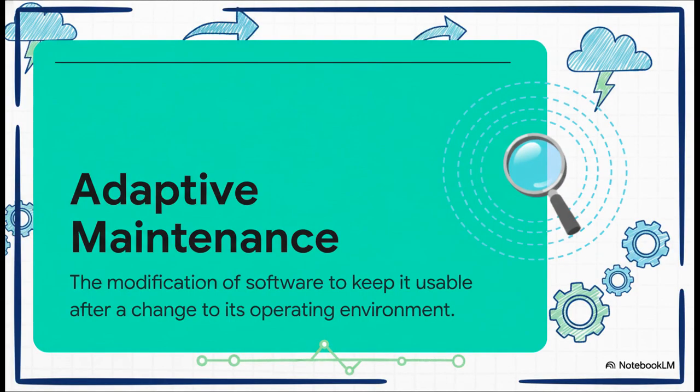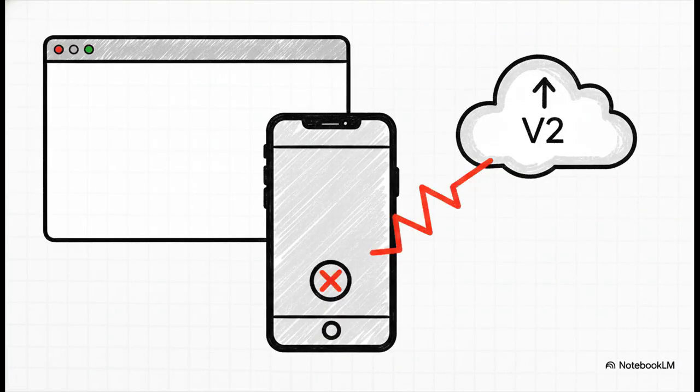Okay, but here's where it gets interesting. Compare that to our second type, adaptive maintenance. It looks a lot like a bug fix on the surface, but the root cause is totally different. The problem isn't a mistake in your code. It's that the world around your code has changed. Let's stick with that same login feature. One day, it's working perfectly. The next day, bam, no one can log in.